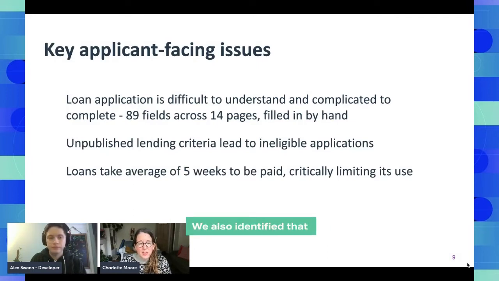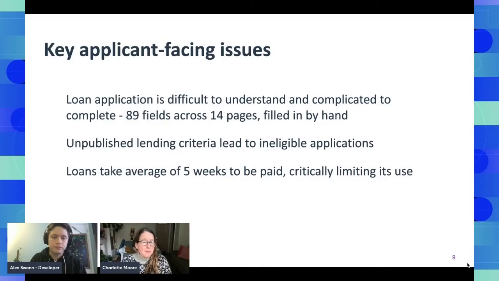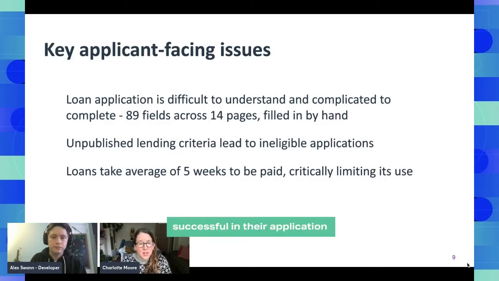We also identified that some of the lending criteria wasn't being published. So some people were applying and then they weren't successful in their application, or they were asking for more money than we would be able to pay for them. And also that the loan was taking far too long to reach the refugee. So there was a backlog when we started working on this project, and it was taking up to 5 weeks from the application to the money being paid to the refugee.